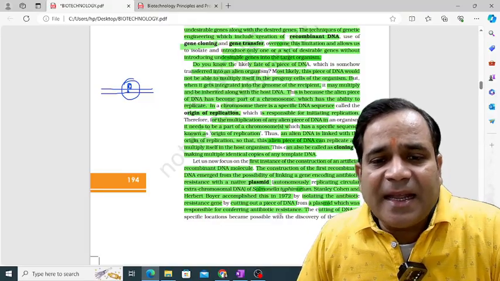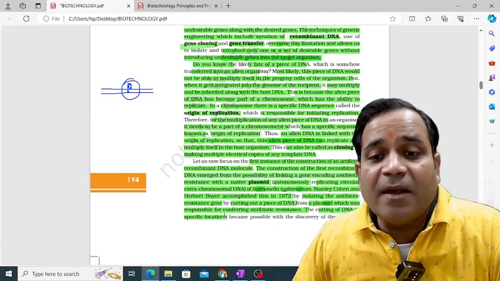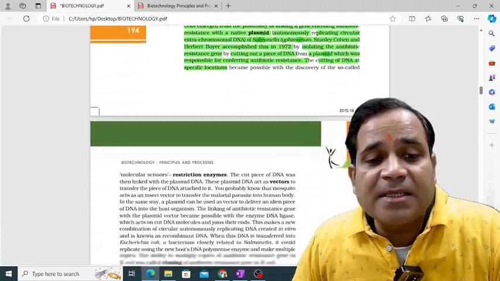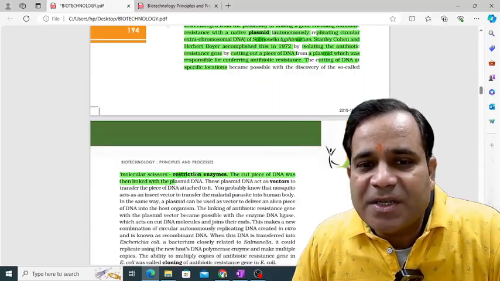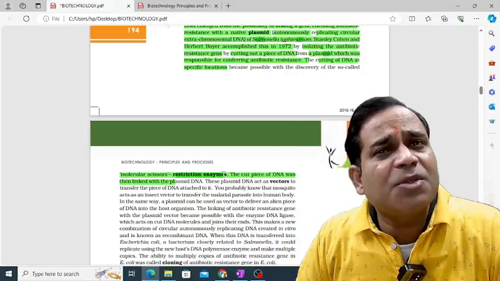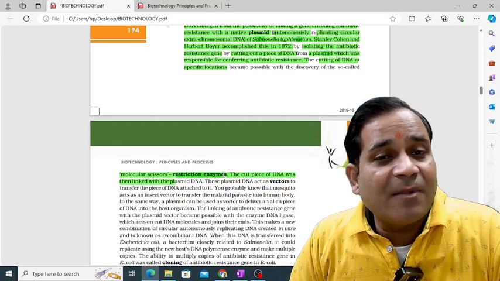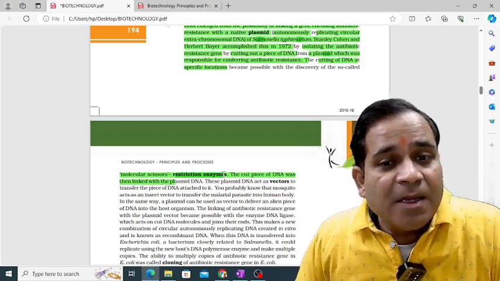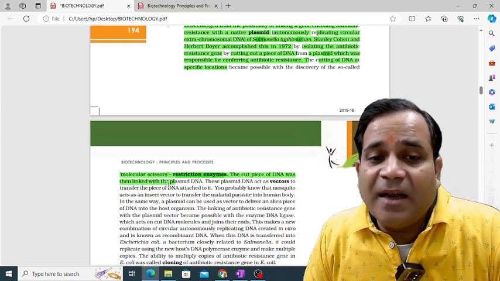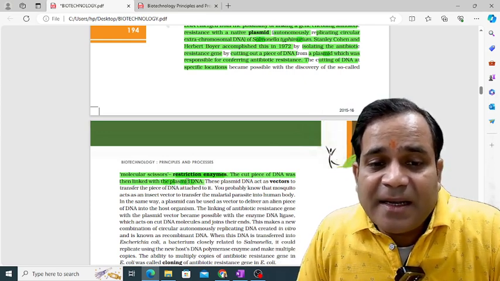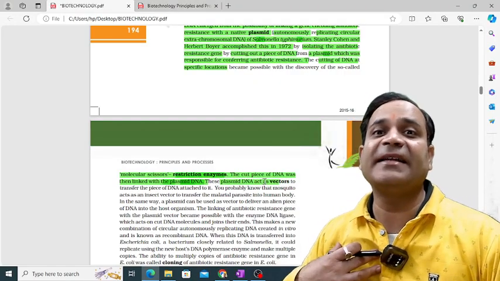Now, cutting DNA at a specific location became possible only with the discovery of enzymes, also called molecular scissors, or the restriction enzyme. With the help of the restriction enzyme, the DNA can be cut. The cut piece of DNA was then linked with the plasmid DNA, and that plasmid DNA acts as a vector.